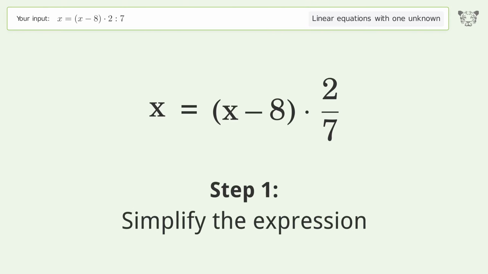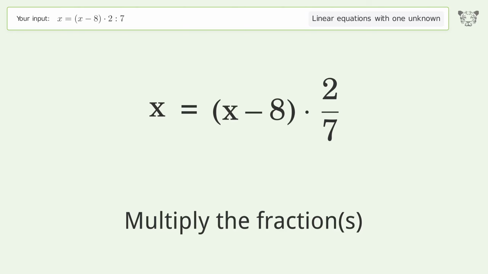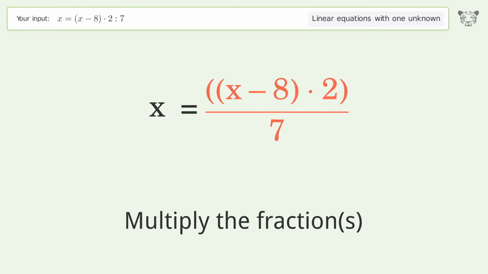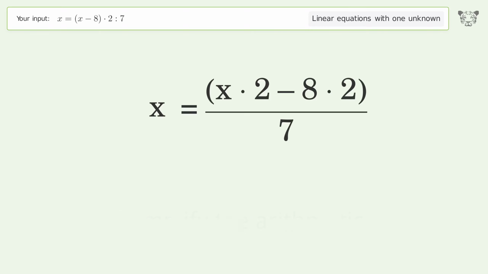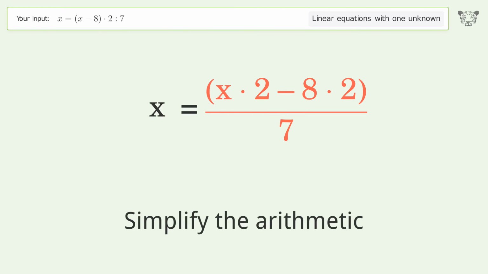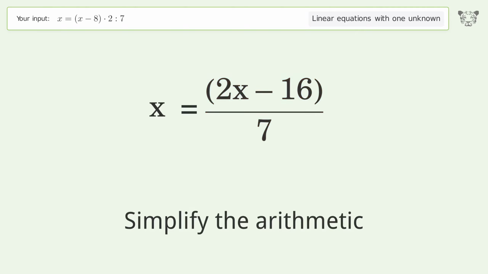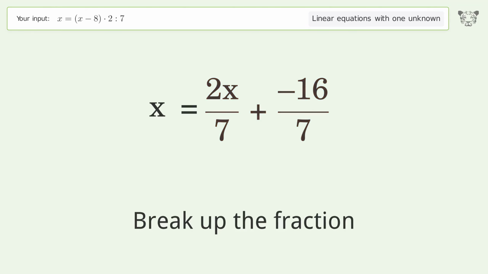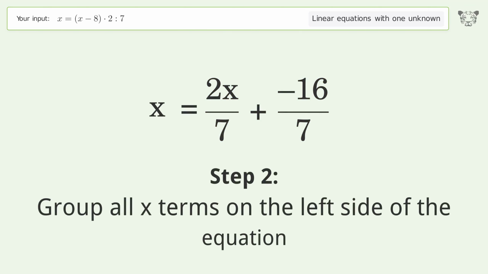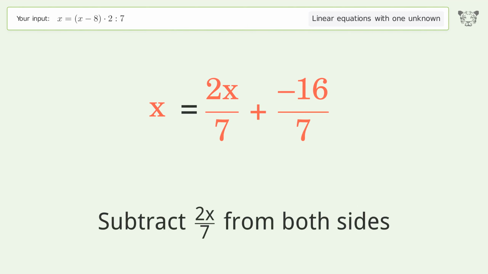Simplify the expression. Multiply the fractions. Expand the parentheses. Simplify the arithmetic. Break up the fraction. Group all x terms on the left side of the equation. Subtract 2x/7 from both sides.